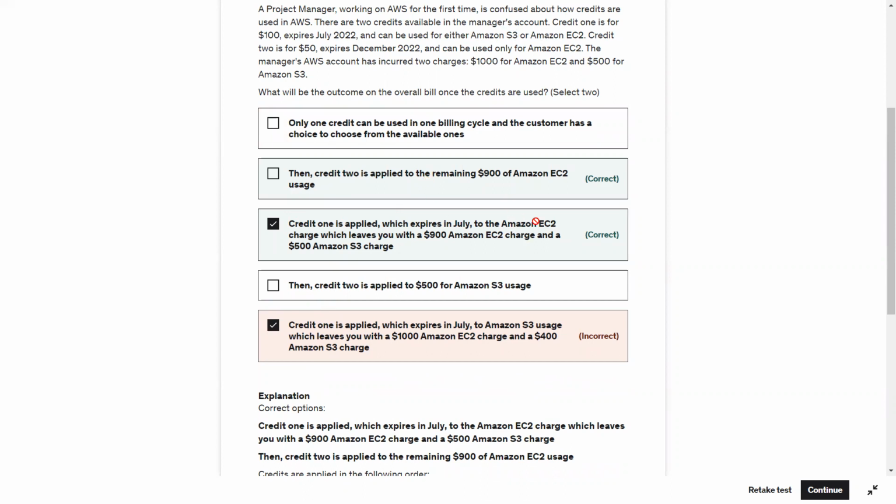Either they can use it on EC2, and then for $900 they have to pay from their own pocket. Or what I was thinking earlier, they can use it for the S3, and then out of 500 they only pay 400 for the S3. But this looks wrong. They said this is correct, and then credit 2 also has the $50, which they will apply to the remaining $900 of the EC2 usage. Okay, no problem.